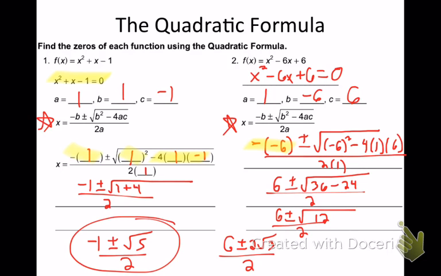Is everybody good so far? And then I simplify. So what's 6 divided by 2? And what's 2 divided by 2? So I get 3 plus or minus 1 square root of 3, or just the square root of 3. And there's your answer right there.